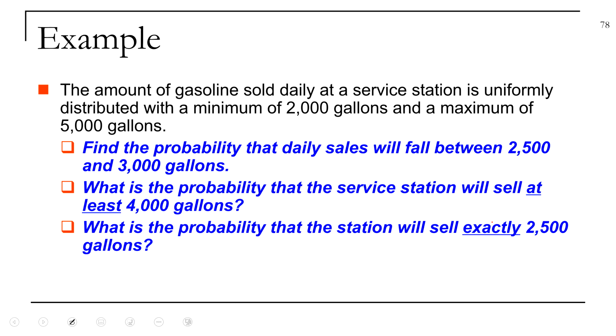Now, let's use the uniform. The amount of gasoline sold daily at a service station is uniformly distributed with a minimum of 2,000 gallons and a maximum of 5,000 gallons. Find the probability that sales will fall between 2,500 and 3,000. What's the probability that sales will be at least 4,000? What's the probability that the station will sell exactly 2,500? We can do the last one first. So what's the probability x equals 2,500?